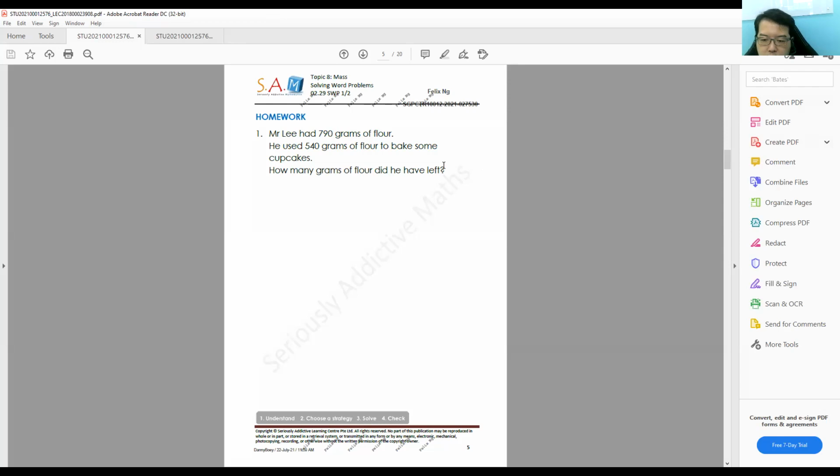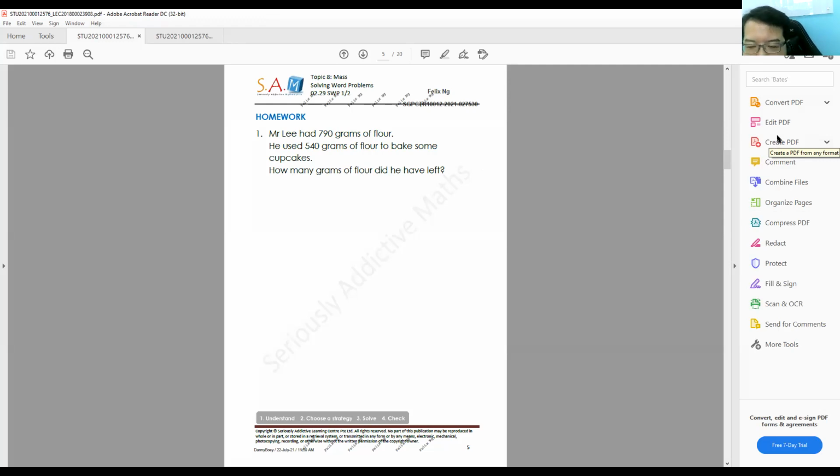Okay, let's go to page 5. Page 5, I will probably get you to do as homework if you want more practice, but one thing that I want to check is this. Read the question. Question says, Mr. Lee had 790 grams of flour. He used 540 grams of flour to bake some cupcakes. How many grams of flour did he have left?